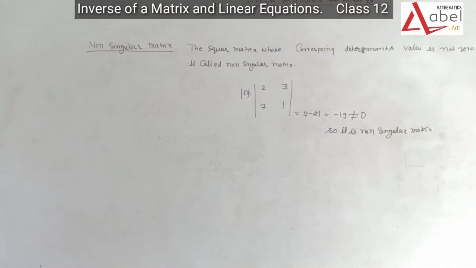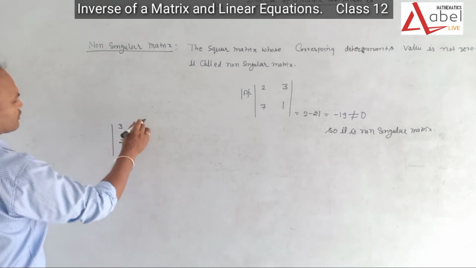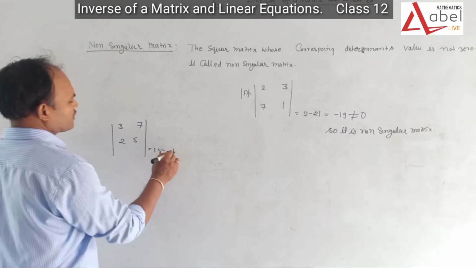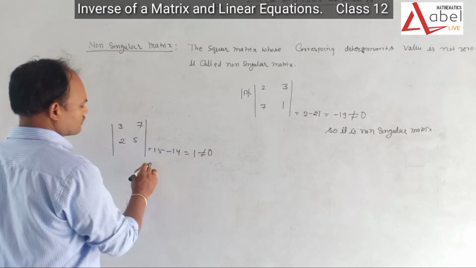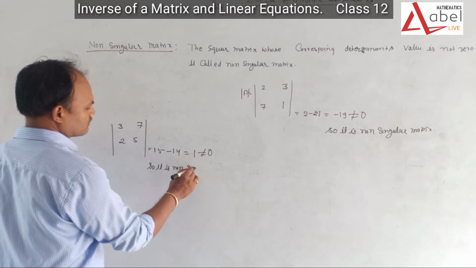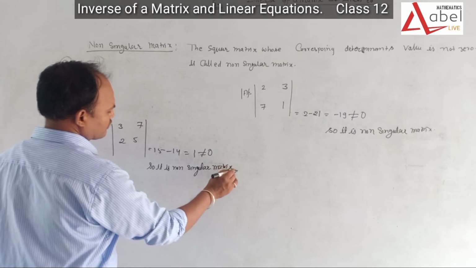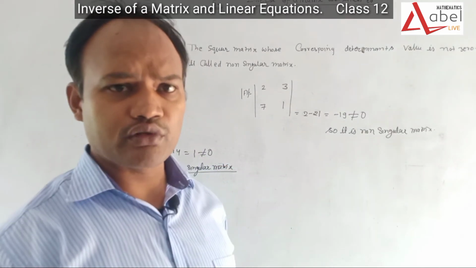We can take other examples also. It's not a problem. Suppose the question is 3 7 2 5. It is 15 minus 14. So we can say that it is 1. 1 is not equal to 0. So it is a non-singular matrix. So students, we know now what is the singular matrix, what is the non-singular matrix.